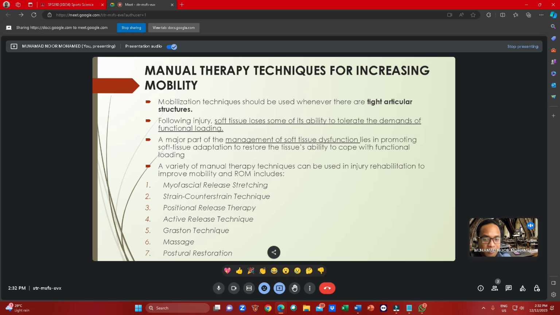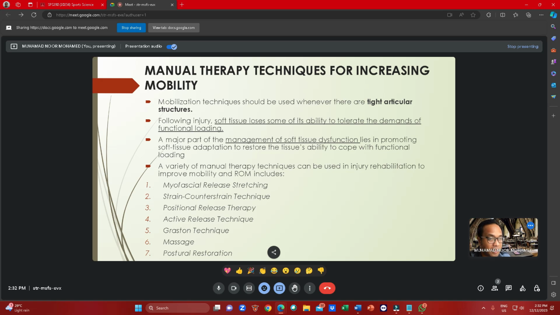Okay, these are some of the manual therapy techniques that can be used in injury rehabilitation. We have myofascial release stretching, strain counter strain technique, positional release therapy, active release technique, Graston technique, massages, postural restoration. So it depends on the cases. It's not always that we need to use all, but if necessary, these are some of them. And the most common one is actually massage.